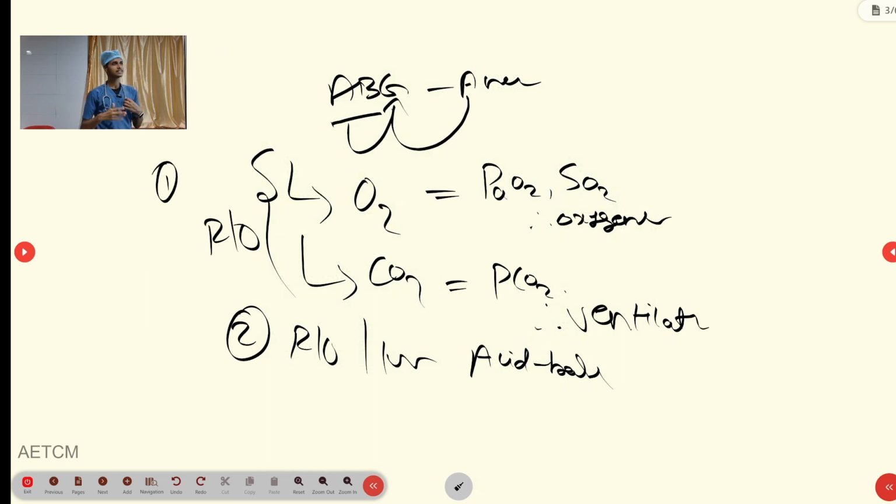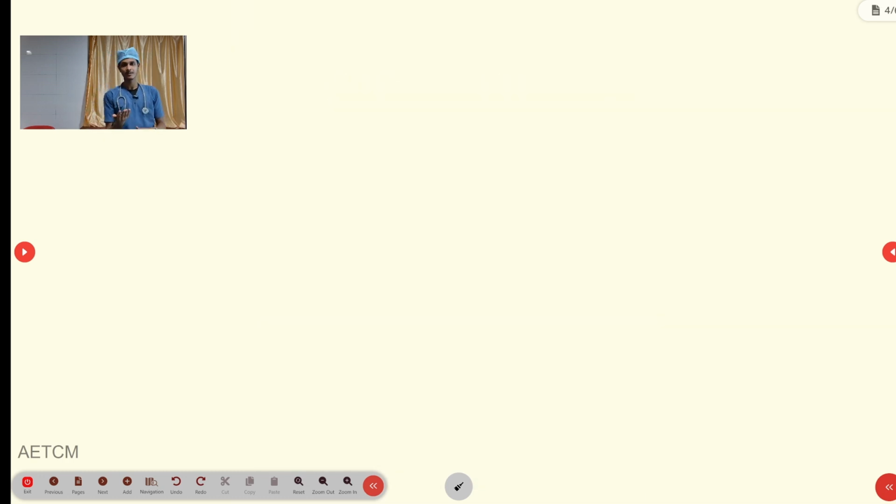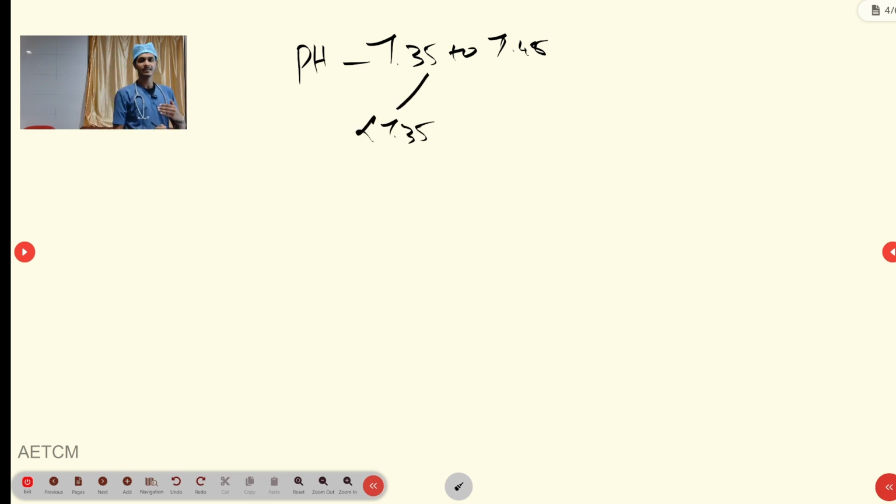Now we'll see the interpretation of acid base disorder on ABG. If you want to interpret an acid base disorder, three important values you should always remember: pH, PCO2 and HCO3. The normal value of pH is about 7.35 to 7.45. Based on pH, you differentiate acidosis and alkalosis: if the value is going less than 7.35, we call that acidosis.